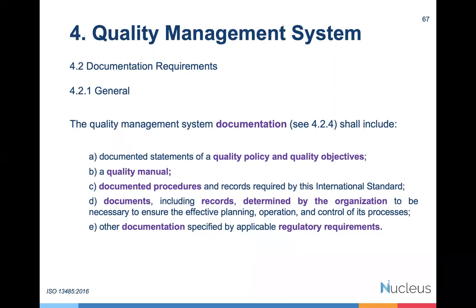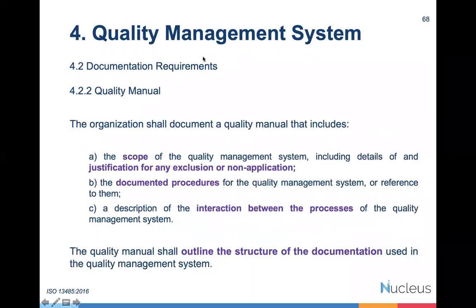And of course, regulatory requirements have their own requirements. What are the documents an organization has to retain or maintain? So everything needs to be addressed. And there should be a quality manual, a mandatory quality manual you should have. The quality manual must declare what your scope is.